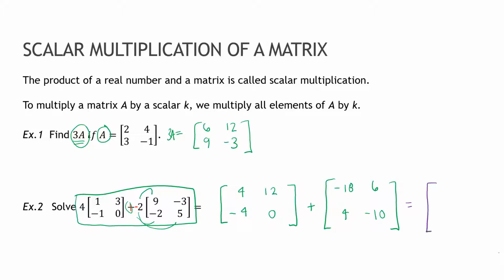So now I have 4 plus negative 18, 12 plus 6, negative 4 plus 4, and 0 plus negative 10, and that's my final answer.